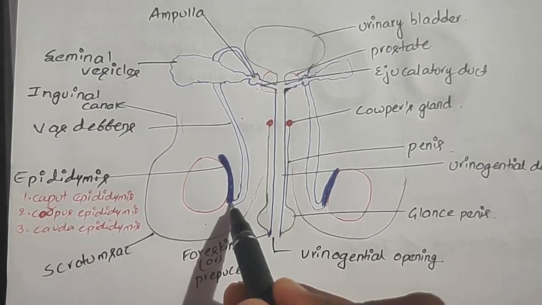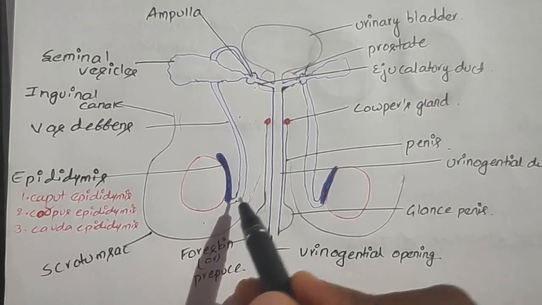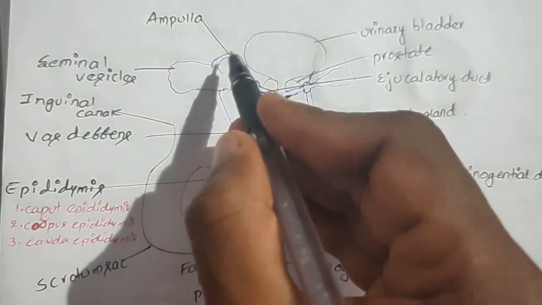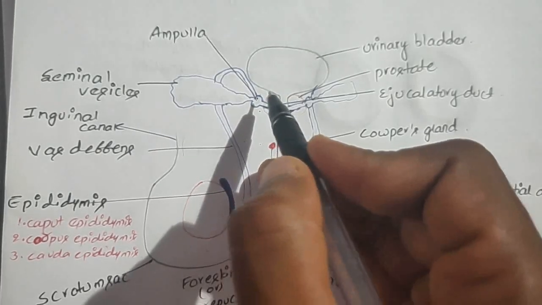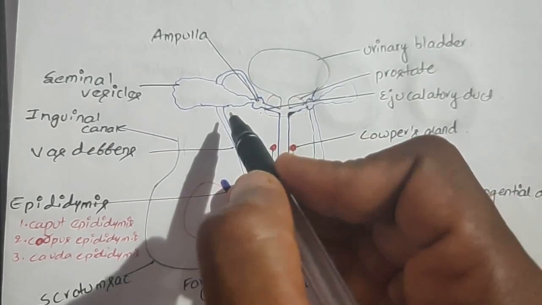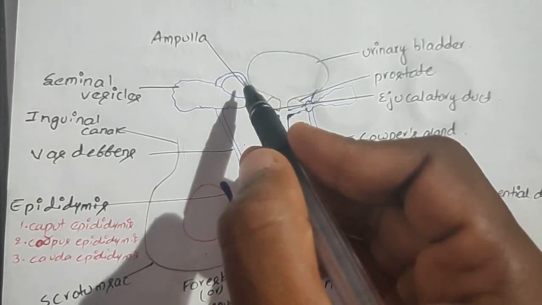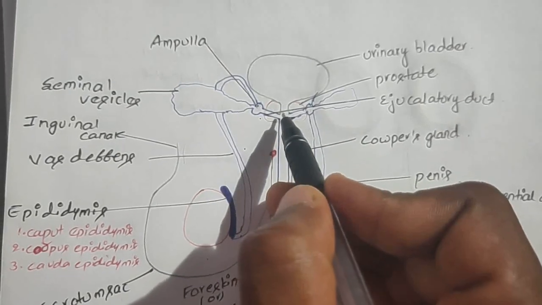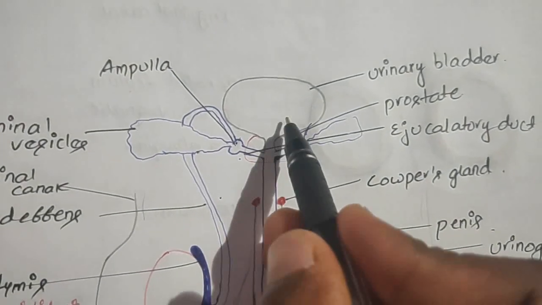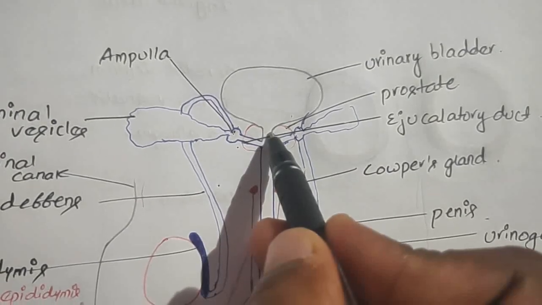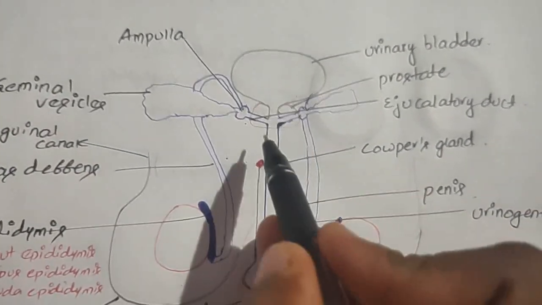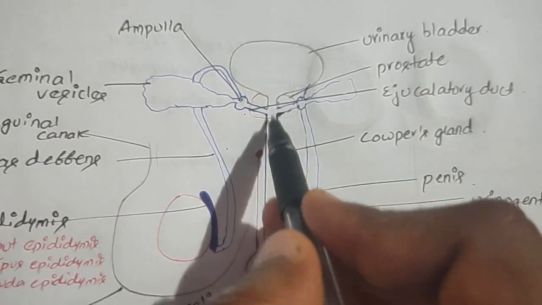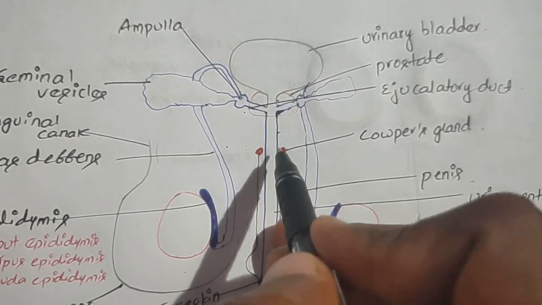This cauda epididymis opens into a long duct known as the vasa deferens. This vasa deferens runs along towards the urinary bladder, which is present in the abdomen region of human beings. And this vasa deferens takes a loop or turn at the urinary bladder, and it opens into the urethra. See, this is the urinary bladder, and below this is this structure known as the urethra. This urethra carries the urine produced in the urinary bladder, and below this urethra is the urogenital duct.